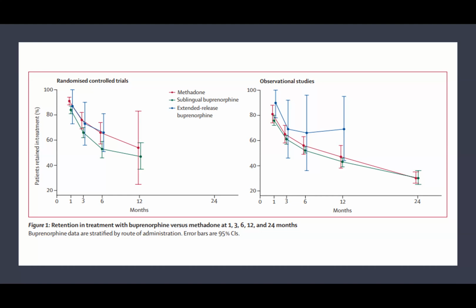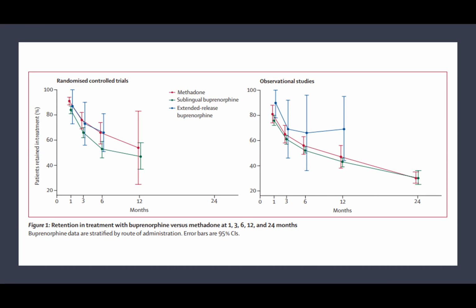Looking at the randomized controlled trial data here, one thing that stands out is it seems like methadone fairly consistently has a higher rate of retention compared to sublingual buprenorphine. Something that's interesting is the extended release buprenorphine seems to have similar rates of retention in treatment compared to methadone. However, you see the pretty wide error bars and confidence intervals there. It seemed like they didn't have quite enough data for that to be statistically significant, but at the very least, the data they did have seemed fairly promising for the extended release.